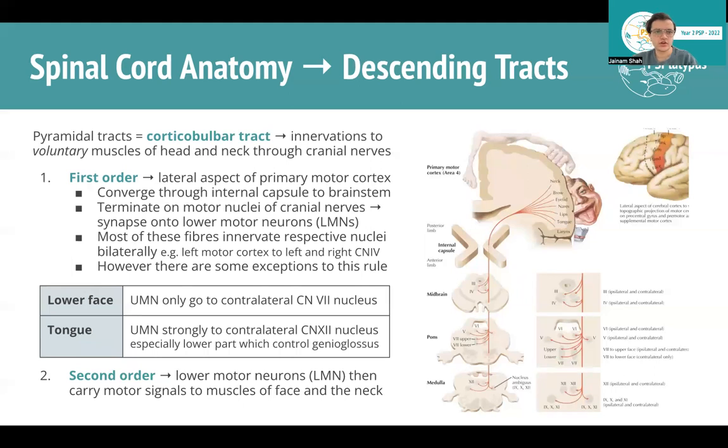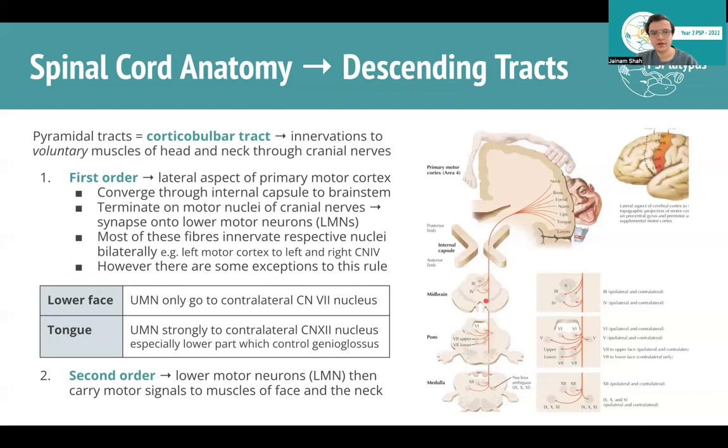So you have the first order neuron, as we did before in the corticospinal tract. They go from the lateral aspects of the primary motor cortex, so a lot more lateral than with the corticospinal tract, so all the way across the side. They converge again through the internal capsule, so think about what could happen if we have damage there, through to the brainstem. It then terminates on motor nuclei of the cranial nerves at various points within the midbrain, and you will cover this in a huge amount of detail at some point, but they'll synapse onto them.